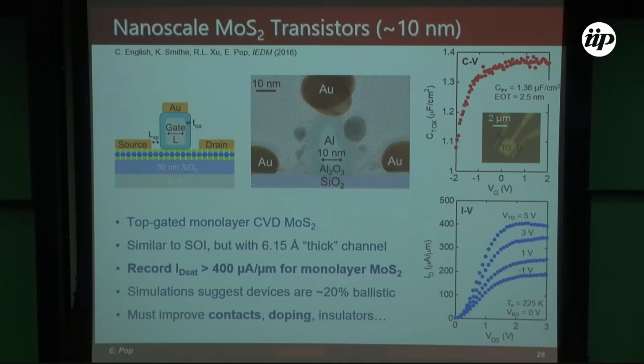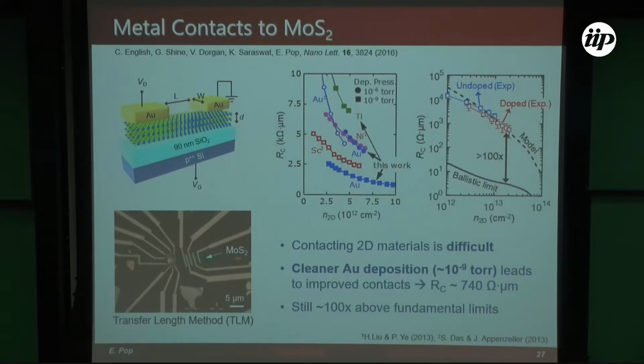Doping is not controlled, so we just have no good control for doping here. And the insulators are obviously nowhere near ideal like industry has, like really, really good hafnium oxide insulators. These are sort of academic quality, aluminum oxide, silicon oxide. So that motivates me to tell you a little bit about our work on contacts.